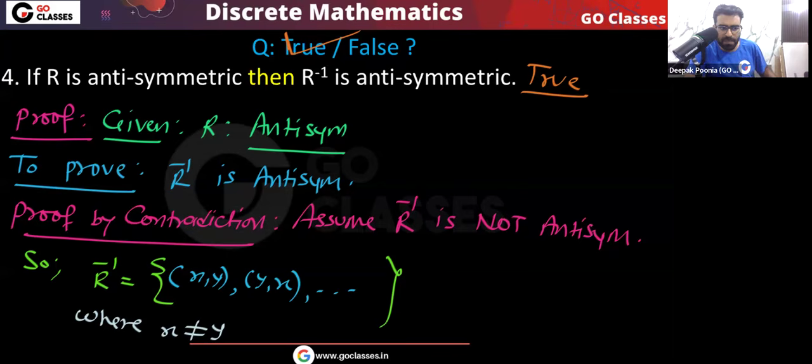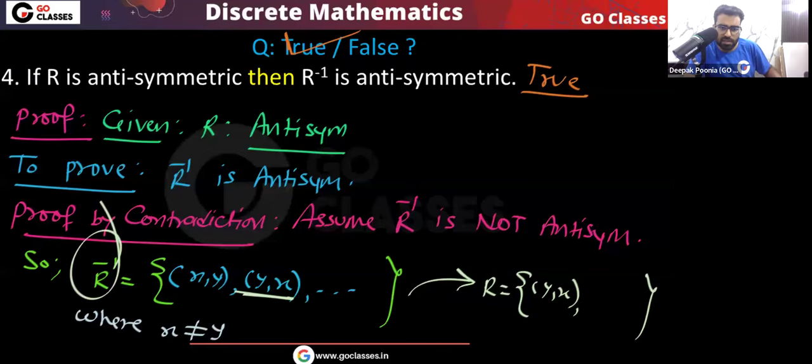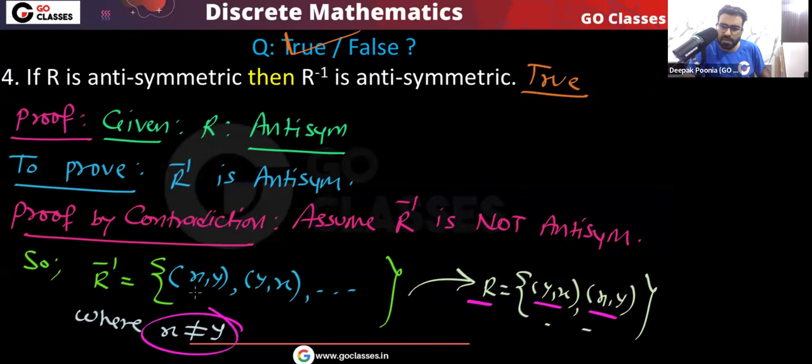Now you tell me, if this is R inverse, then what can you say about relation R? If xy belongs to R inverse, then yx belongs to R. If yx belongs to R inverse, then xy belongs to R. Did you notice that in the relation R you have yx and xy, where x and y are different? So this relation R is not antisymmetric.